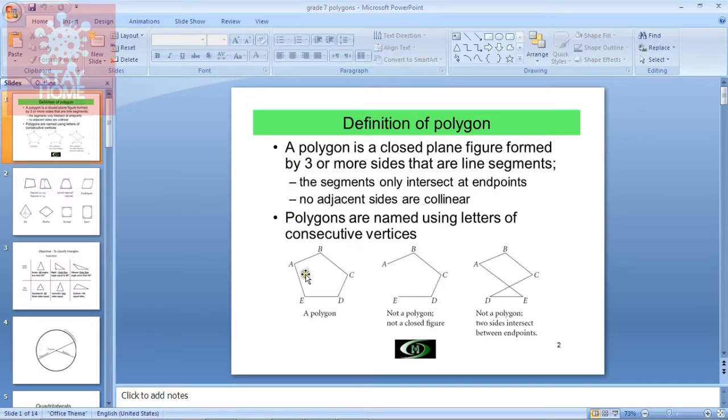A polygon is basically a closed figure made of line segments, and no segment should cross another, like this. This is a polygon because it is closed. This is not a polygon because the diagram is not closed. This cannot be a polygon because DC and AE are crossing each other. So this is a closed figure, and this is called a polygon.